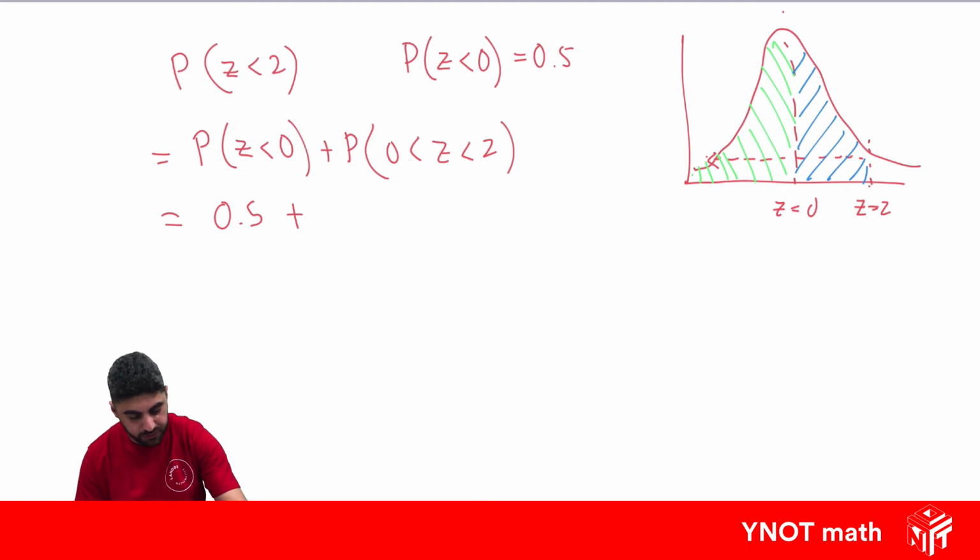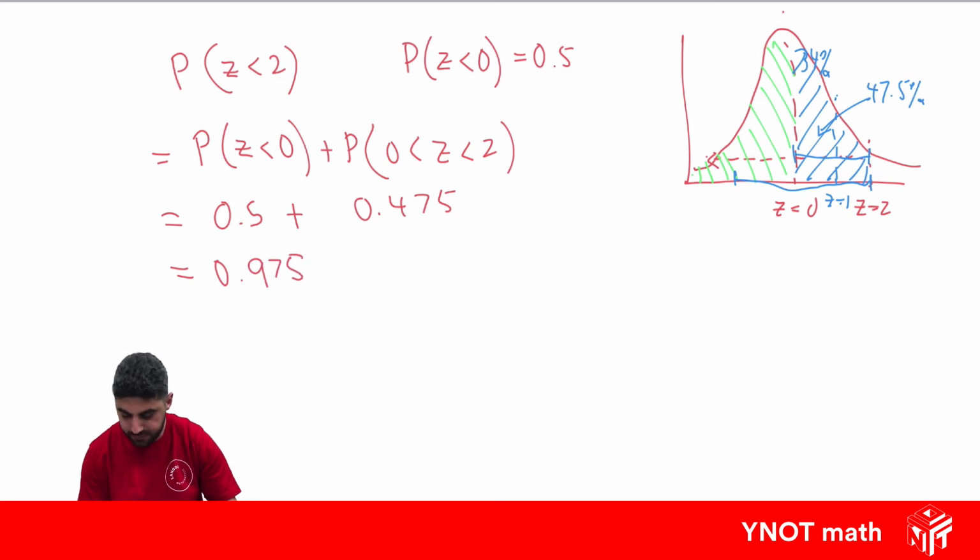if you remember from before, let's say z is equal to 1 is there, that's 34%. And in between, well we know the whole between minus 2 and 2 is 95%. So in here, that's half of 95, which is 47.5%. So we can add on 0.475, and that's going to give us 0.975 for there.